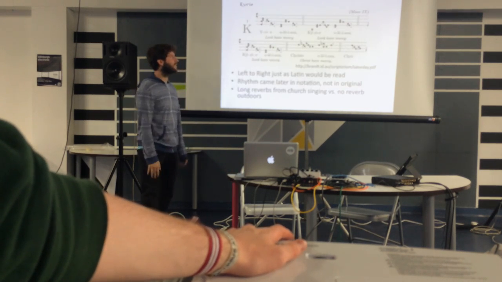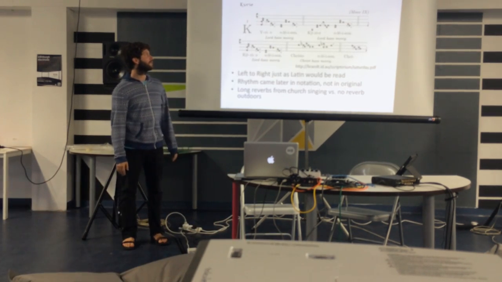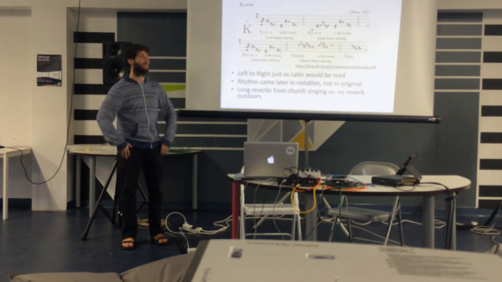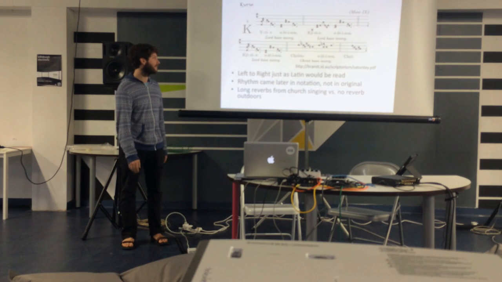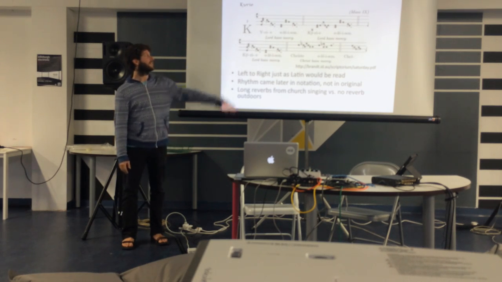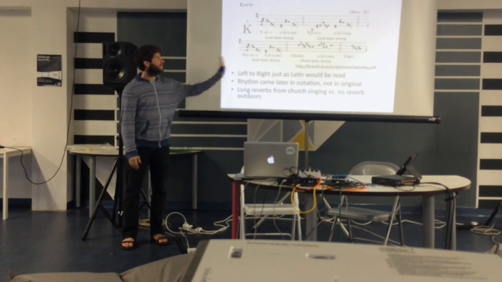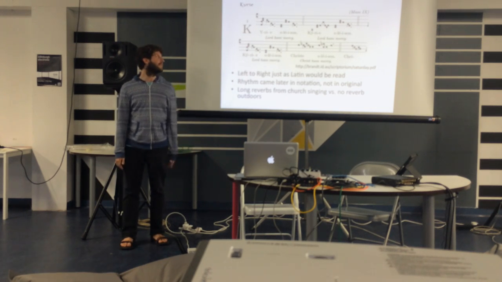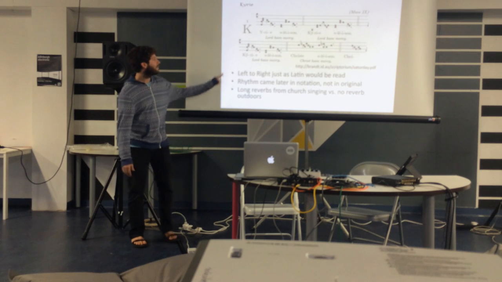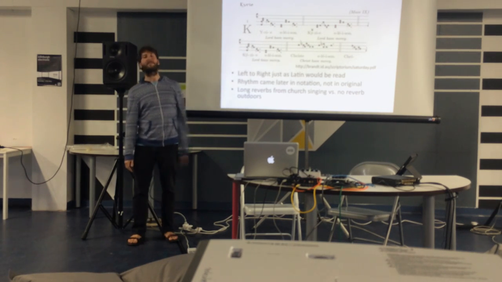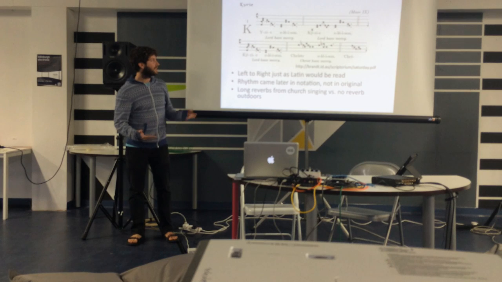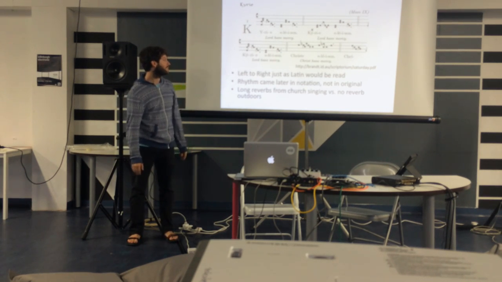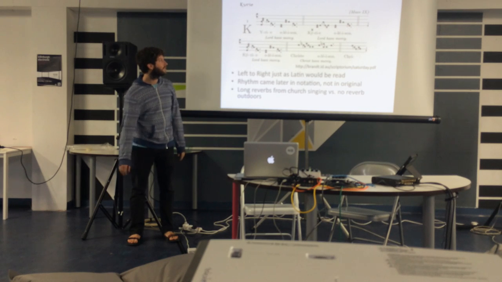But where does this notation come from? Some people don't know the origins of written Western notation. The earliest form is Gregorian chant, which originally looked like this. If you see, there's no actual rhythmic notation. It was all lyric-based. You get these little things called melismas. And it's read left to right because Latin is read left to right. So the rhythm came later.